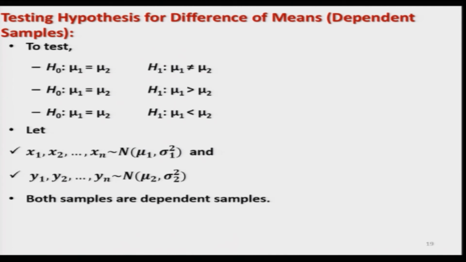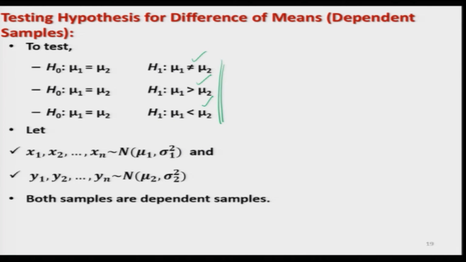So, once again we are interested in the same type of test of hypothesis, H naught: mu 1 is equal to mu 2, versus H 1, which can be two sided or one sided, that is, mu 1 is not equal to mu 2, or mu 1 is greater than mu 2, or mu 1 is less than mu 2. Now, in this paired sample situation, because we are obtaining the observations on the same set of people, obviously the number of observations in both samples is always going to be the same.